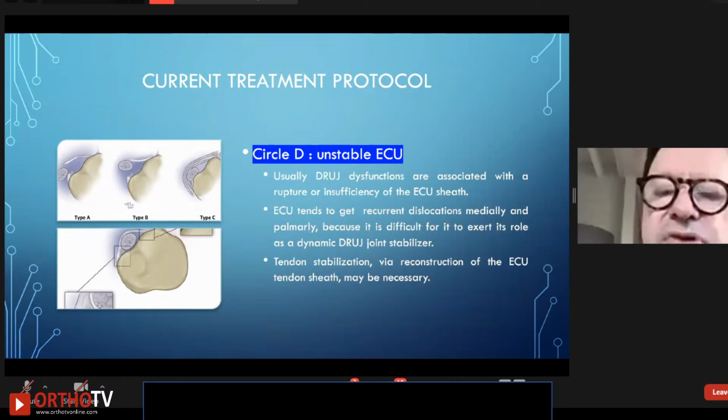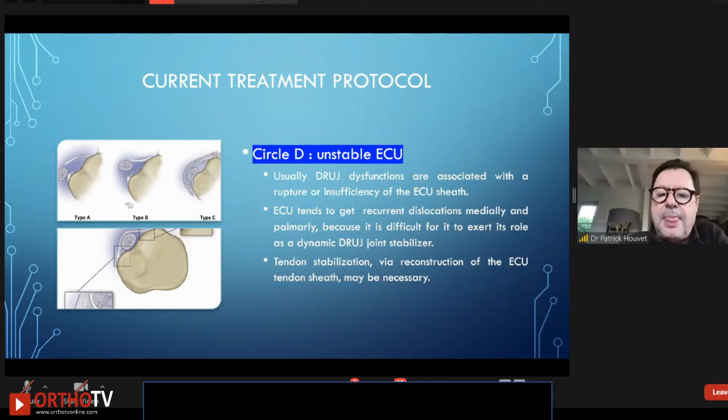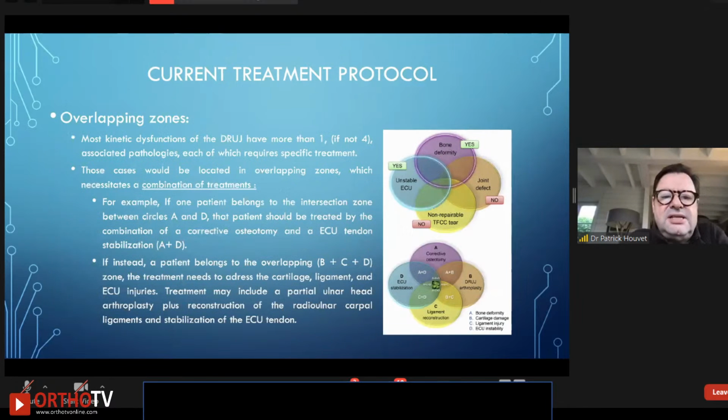Usually, joint dysfunction is associated with a rupture or an insufficiency of the ECU sheath. The ECU tends to get recurrent dislocation medially and palmarly because it is difficult for it to exert its role of a dynamic joint stabilizer. So tendon stabilization via reconstruction of the ECU tendon sheath may be necessary, or using a ligamentoplasty. Most kinetic dysfunctions of the joint have more than one associated pathology, of course, each of which requires specific treatments.